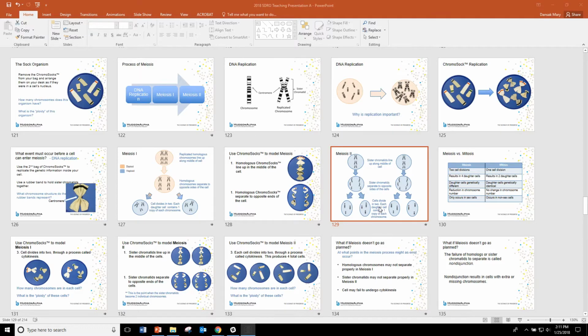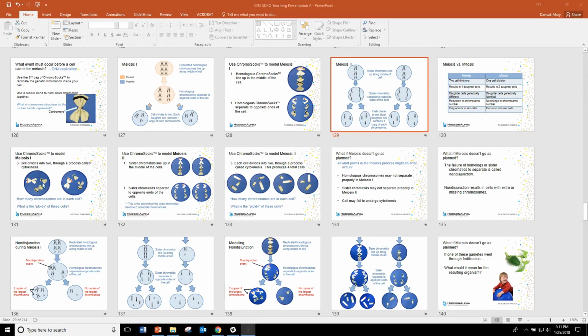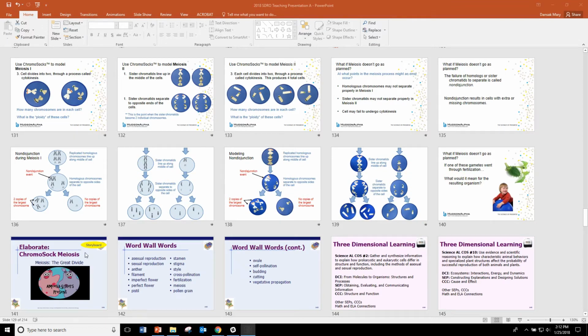sure they understand it. And once students are comfortable modeling meiosis with these chromosocks, then they learn what might happen if meiosis does not go as planned. And rather than just talking it through or backing up one step, students start from the very beginning and model some of these situations that can result in mutations. And then there's an activity at the end for students to write a storyboard and illustrate it to go over what they've learned about meiosis.